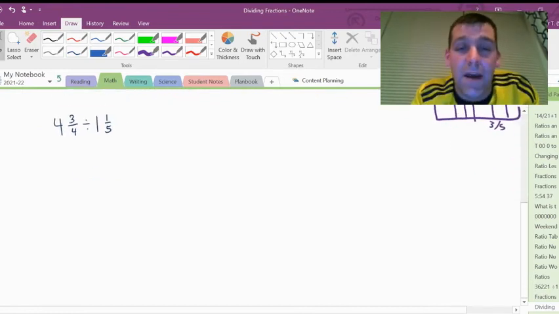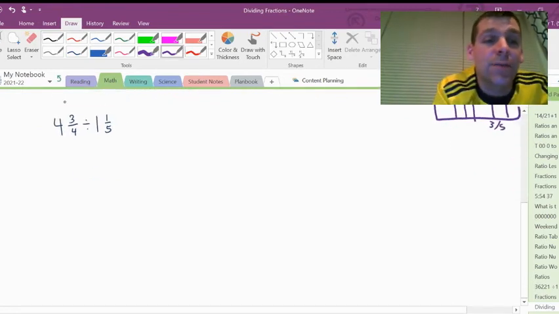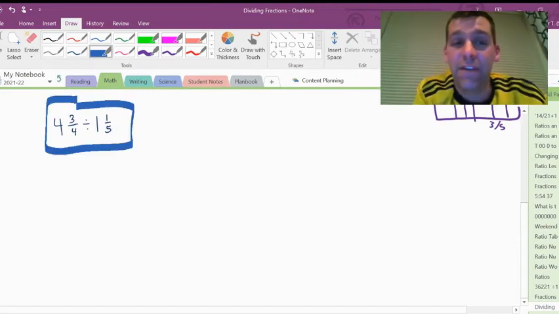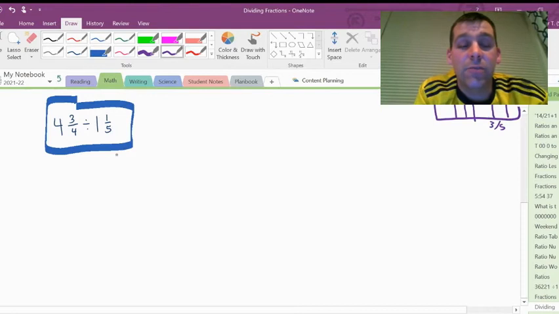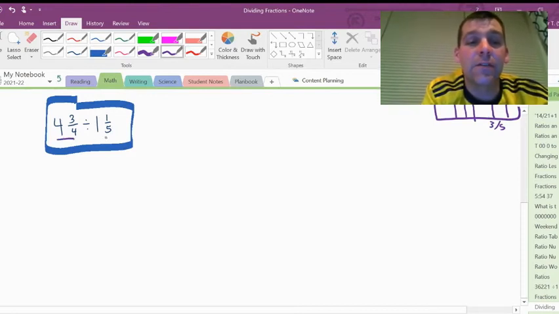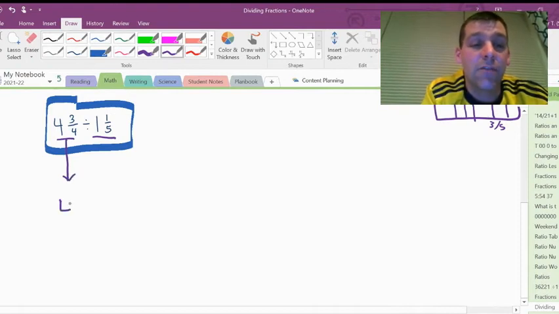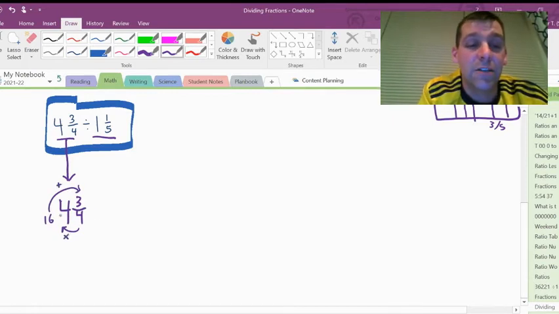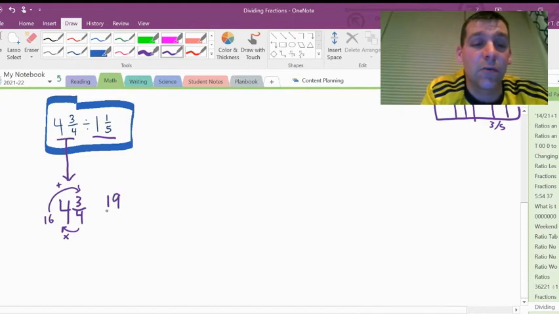The last thing to keep in mind as you go today is you might see some problems that look like this here: 4 3/4 divided by 1 1/5. One of the most important things here is that you're going to need to convert these mixed numbers into improper fractions. Again, my 4 3/4, I look at that here, I go 4 times 4, that equals 16. So 16/4 would be 4 wholes plus my 3. So I got to multiply and then I got to add. So here, 16, 17, 18, 19. I have 19/4.